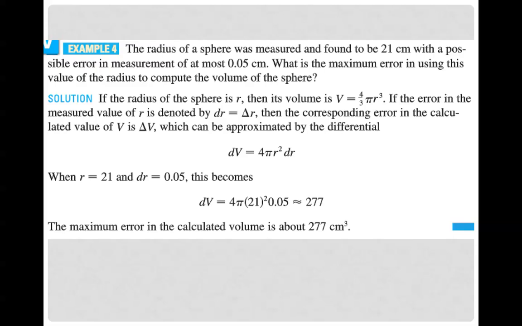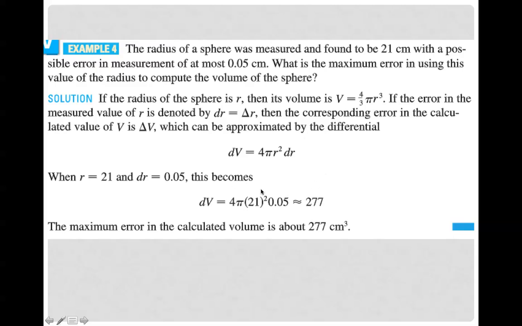So what if I give you another problem? The radius of a sphere was measured and found to be 21 centimeters with a possible error in measurement of at most 0.05 centimeters. What is the maximum error in using this value of the radius to compute the volume of the sphere? If the radius of the sphere is r, then its volume can be represented as 4/3 pi r cubed. If the error in this measured value of r is denoted by dr, the change in r, then the corresponding error in the calculated value of V is the change in V.